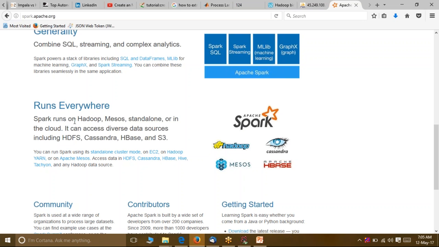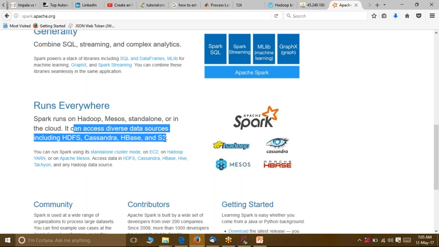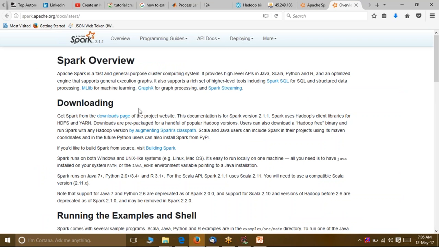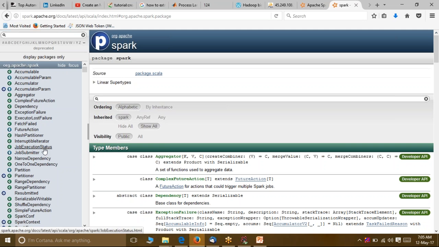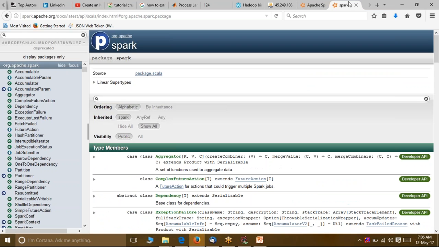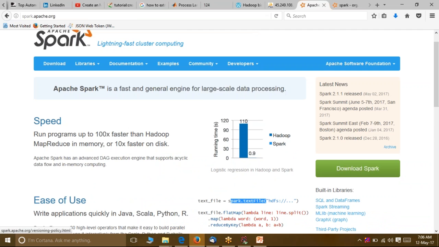Mesos, standalone or in the cloud. It can access diverse data sources including HDFS, Cassandra, HBase and S3. Because like how we are saying here, the spark.txt file. Let me show you. It will be easy for you to go through the Java API rather than the Scala API.